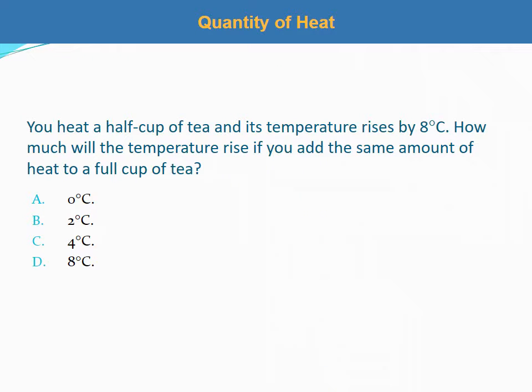You heat a half cup of tea and its temperature rises by 8 degrees Celsius. How much will the temperature rise if you add the same amount of heat to a full cup of tea? 0 degrees Celsius, 2 degrees Celsius, 4 degrees Celsius, or 8 degrees Celsius? Answer is C, 4 degrees Celsius. The same amount of heat is distributed to twice as much tea, so the temperature rise will be half as much.